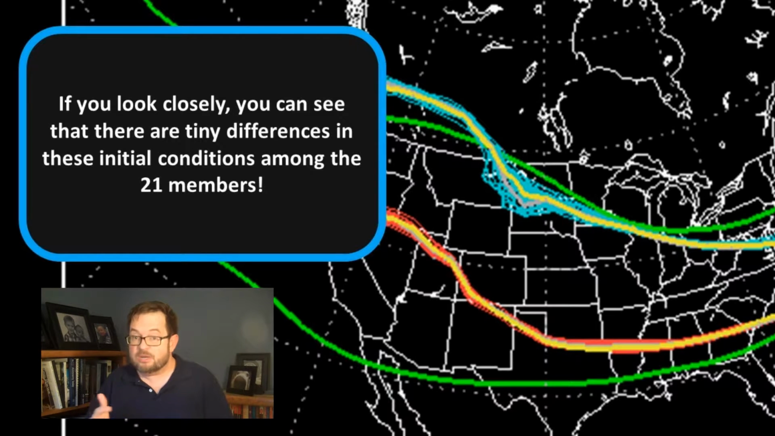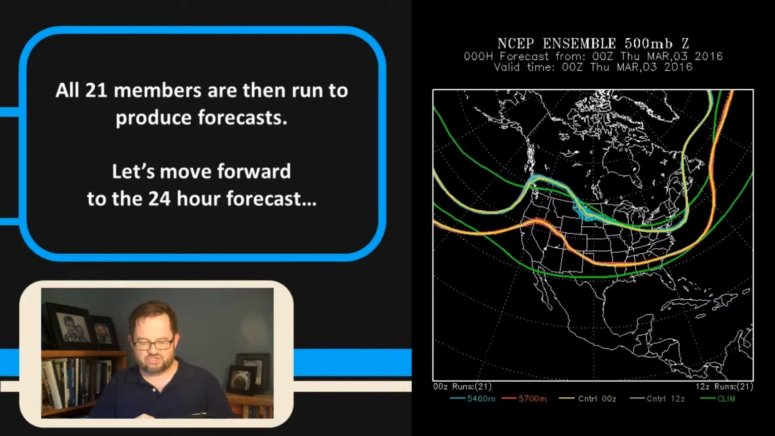I mean, the 21 model runs started off with slightly different ideas about where the 500 millibar heights were higher and lower. But they're indistinguishable. I mean, we'd really have to squint to find the differences. Now, if we actually simulate this model forward 24 hours into the future, we'll get this chart.